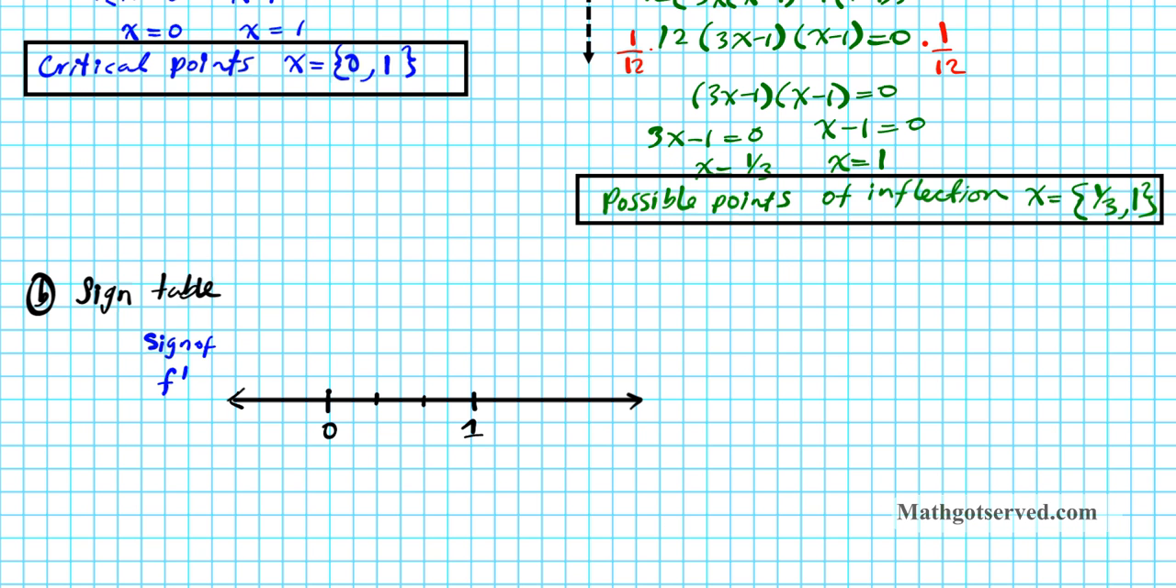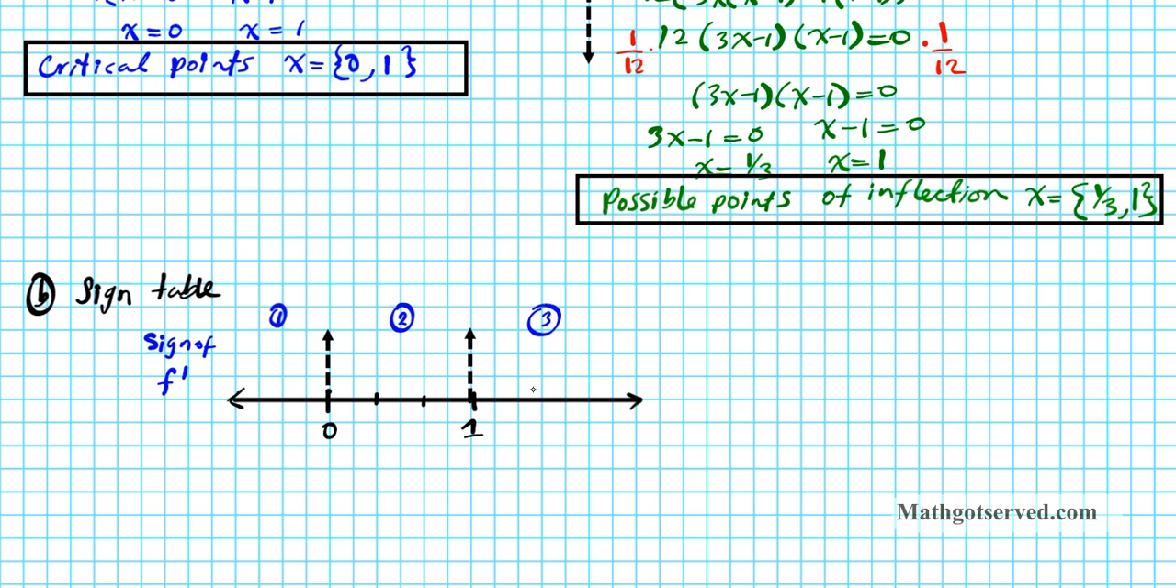So 0 and 1. So this would be the first interval from negative infinity to 0. And then the next one will be from 0 to 1. And then the last interval will be from 1 to infinity. Okay? So let's label our intervals. Let's enumerate them. I'm going to call this interval 1, interval 2, and interval 3.